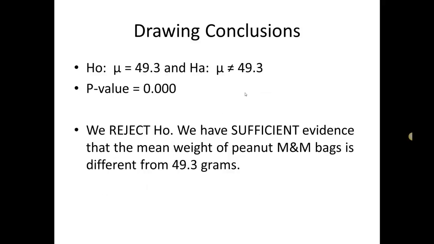So in our case, we had a very low p-value, definitely much lower than 0.05, an alpha level. When p is low, H0 must go. So our conclusion: we reject H naught. We have sufficient evidence that the mean weight of peanut M&M bags is different from 49.3.